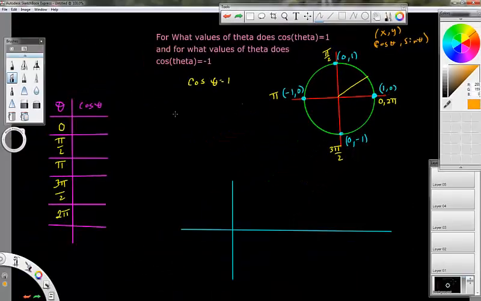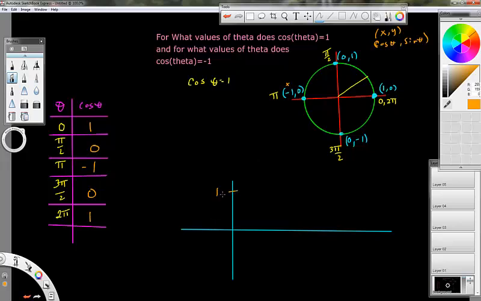So at 0, the cosine function is 1. At pi over 2, or the 90-degree position, the cosine is 0. At pi, the x position here would be negative 1. 3 pi over 2 would be back to 0. And then at 2 pi, we're back to 1. And we're going to start lapping this. Okay, we're going to start doing spins.